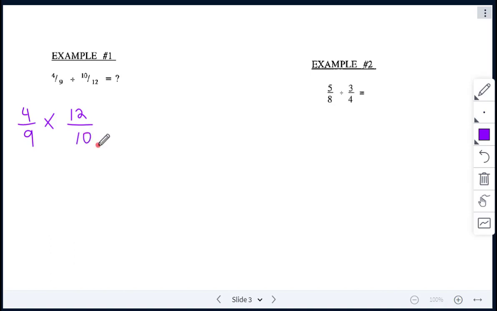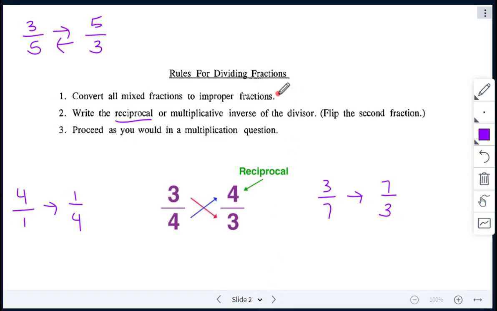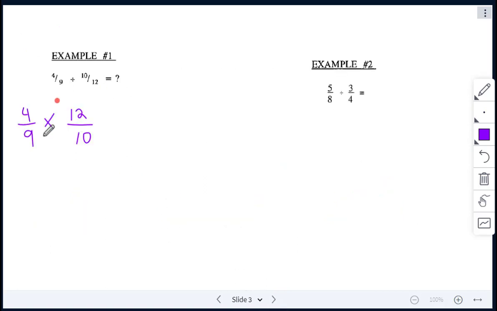All right, so going back to our rules, we didn't have to do rule number 1. Our second rule was write the reciprocal of the divisor, which is flipping the second fraction, and then we're going to proceed as a multiplication question. All right, so we flipped it, and now we're going to multiply.